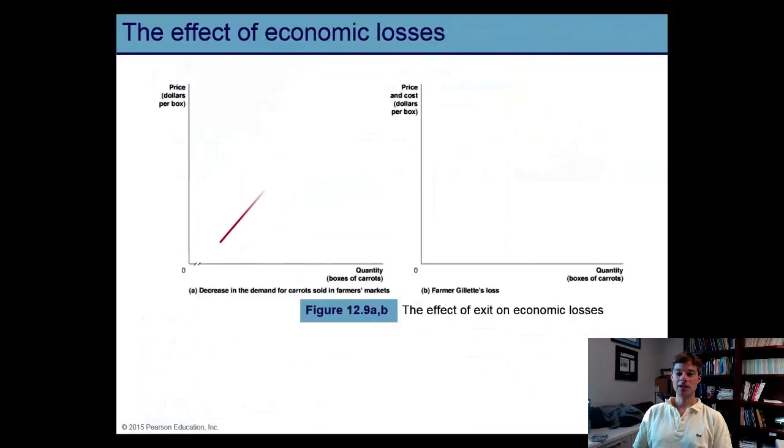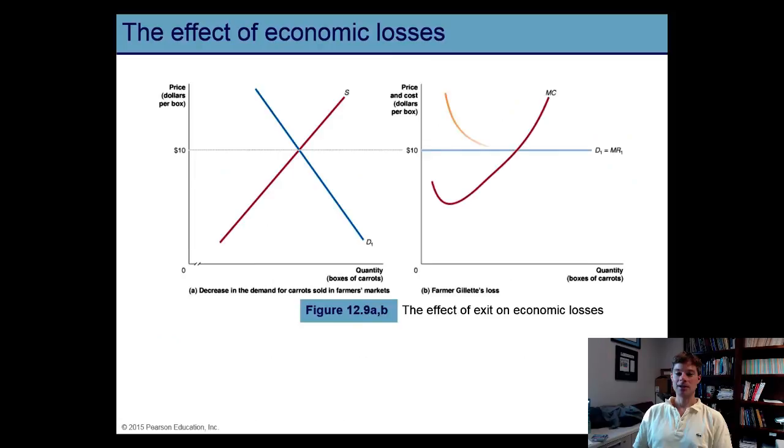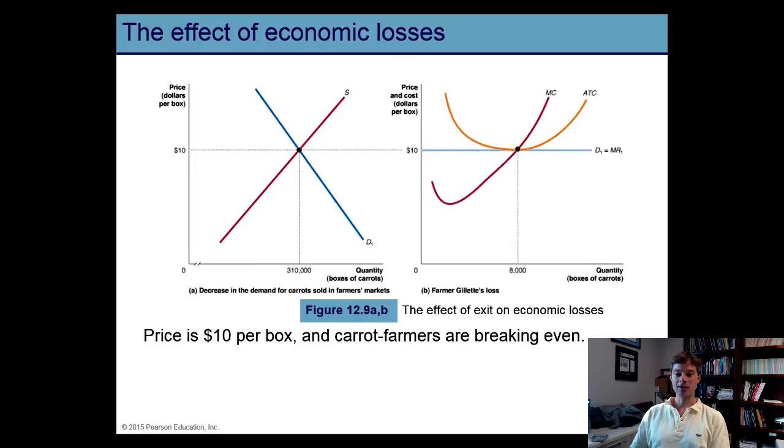Now let's look at an example of a perfectly competitive industry that is initially at a long-run equilibrium. This is where the market price is $10, where the market supply curve intersects the market demand curve, and the individual firm is producing where price equals marginal cost. That's where price intersects the marginal cost curve. That occurs at a quantity of 8,000. Economic profits equal zero because price equals the average total cost of production.